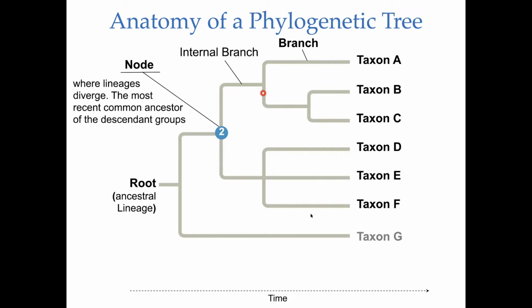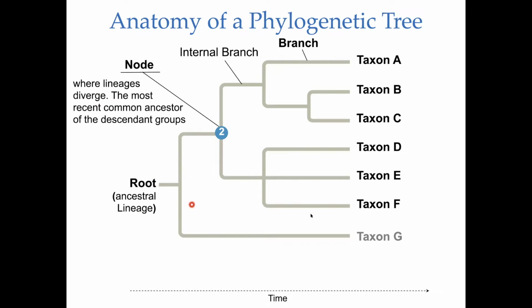Now, all these branches, you're going to see that they always start from a node, a point or an intersection between these branches here. Nodes inside the tree are where the lineages diverge. So here it's also ancestors, but it's not the ancestral one, not the original one. It is the most recent common ancestor.